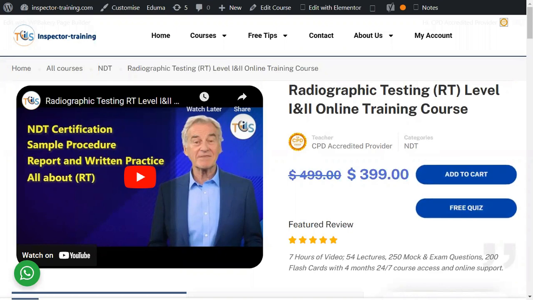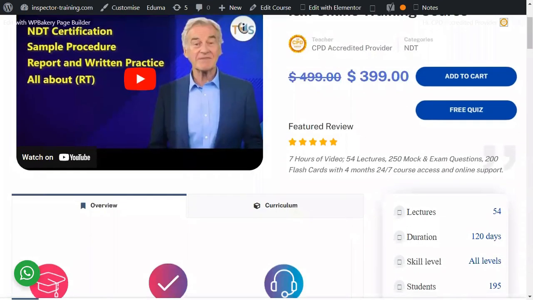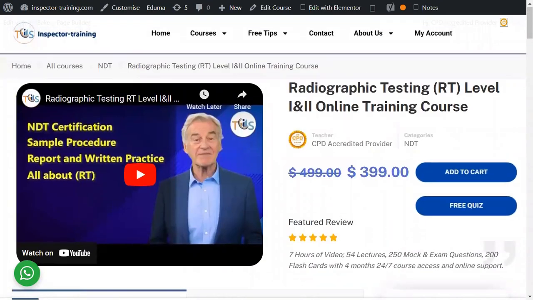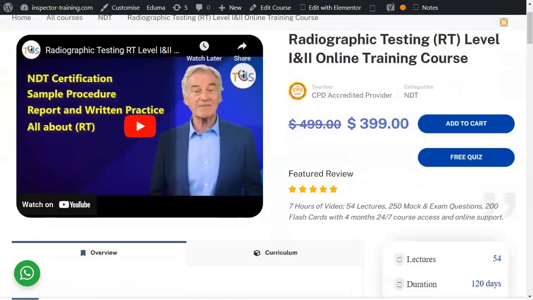At the end of this course, you receive a certificate of completion that certifies that you have gone through the required training to attend the exam for level 2. It also includes the general and the specific exam, and certifies that you passed the general and specific exam. As you know, radiographic testing has 3 exams: general, specific, and practical.